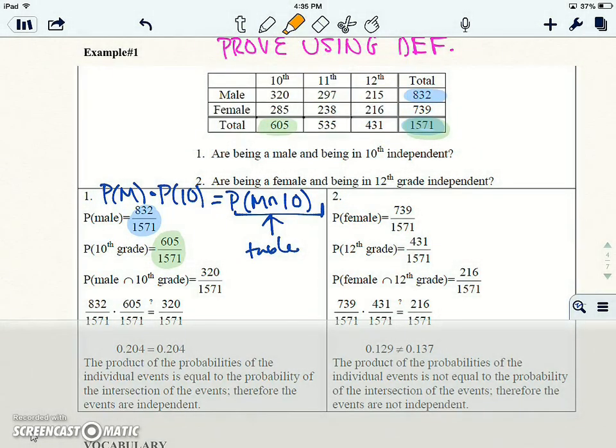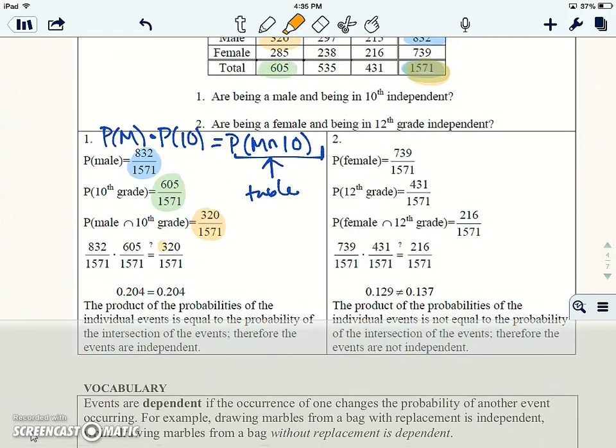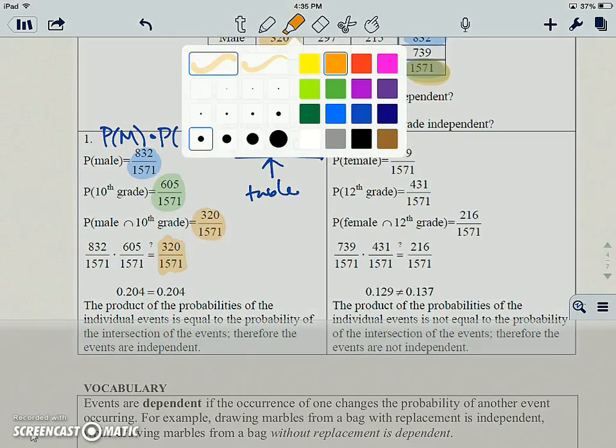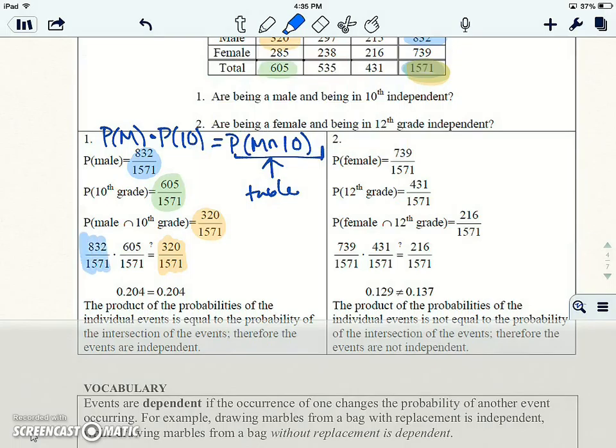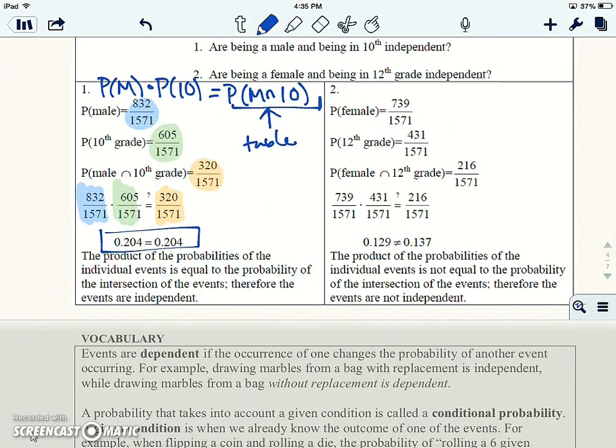And then it says male and a 10th grader. Now we'll look in the middle. Okay, it's compound. Male and 10th grader, there are 320 out of this. So let's go ahead and multiply the blue and the green and see if they equal the orange. And it turns out they do, which means there's no relationship. You're not more likely to be in the 10th grade given that you're a dude. So they are independent.